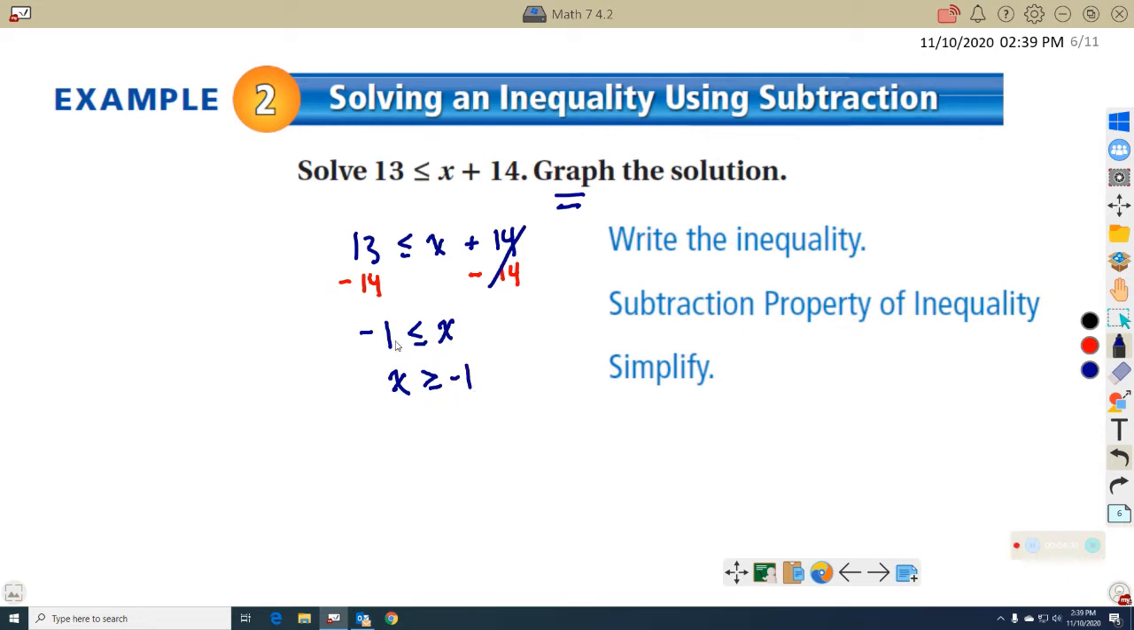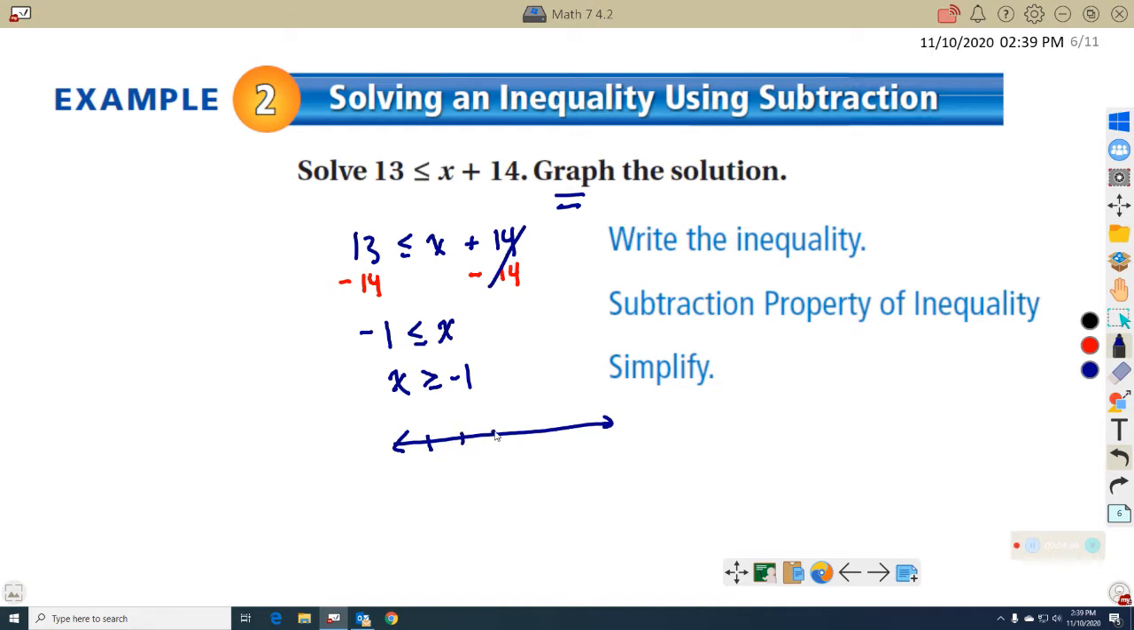What happened? I changed the positions of these things, but because I'm dealing with an inequality, and remember, the inequality symbol always points to the smaller expression. It's pointing to -1 here. It's pointing to -1 in my rewritten one. And why did I want to do that?